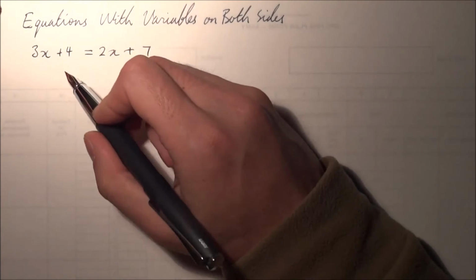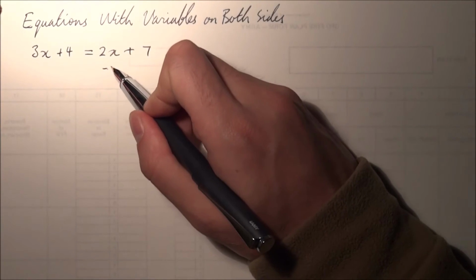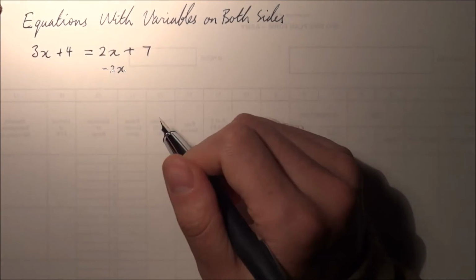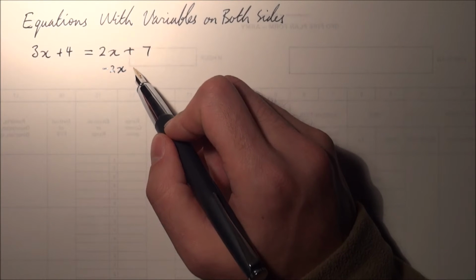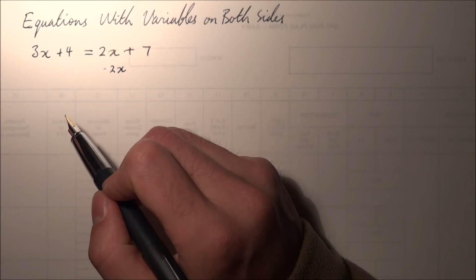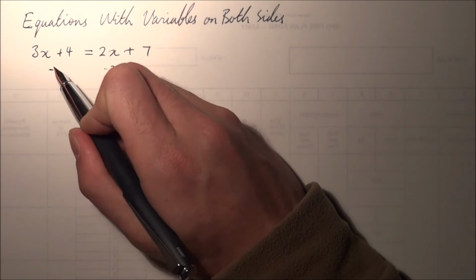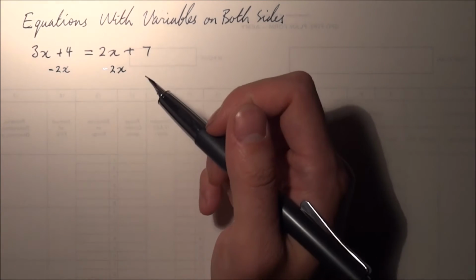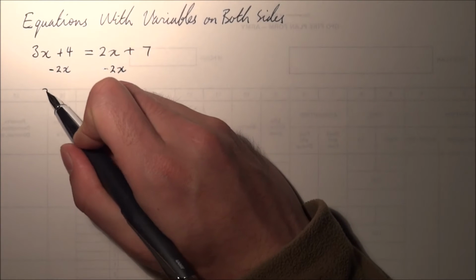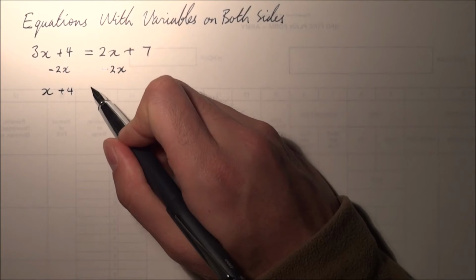Remember, we just have to subtract 2x because it's positive 2x here. We can cancel it by subtracting 2x. Of course, if we subtract 2x from one side, we have to subtract 2x from the other side as well, as with all equations. So we end up with x + 4.